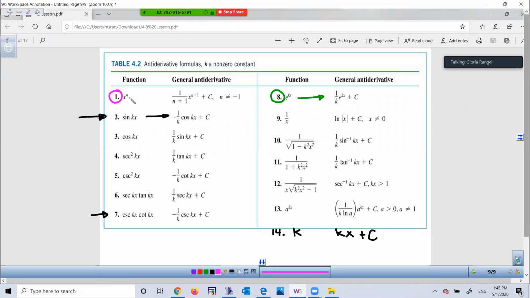x raised to some number. I think I would go back to number 1, to the first formula, and use this one. The only condition here says that n can never be equal to -1, but that's okay. My n is not a -1. It's a negative number, yes, the exponent, but it's not -1. It's another negative exponent, which is okay.